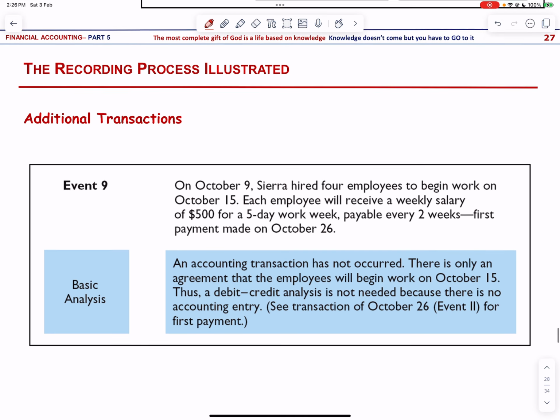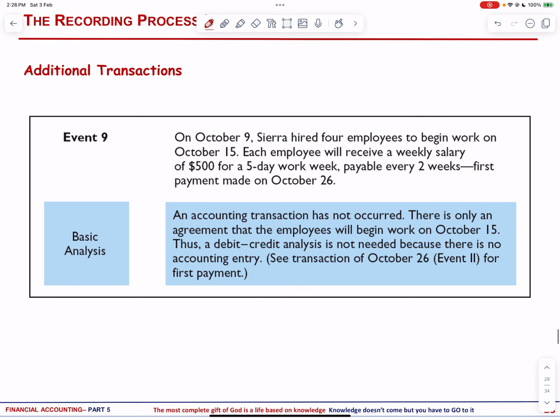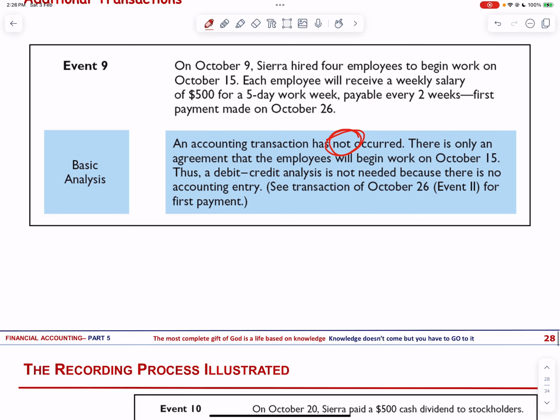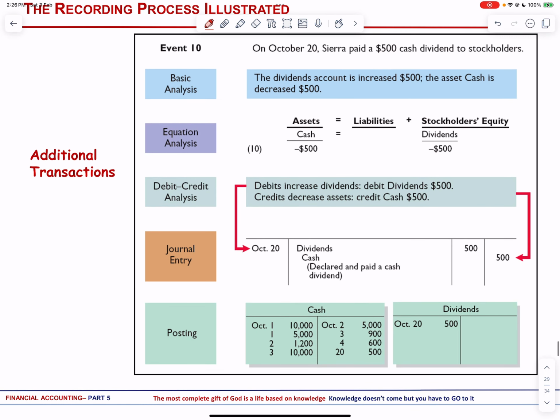Next, we go to transaction number 9, and if you can recall, because this is only an agreement, the transaction has not occurred yet, so that's why we are not going to record this transaction. And because there is no journal entry, there will be no ledger as well, because the ledger is going to take all the information from the journal.